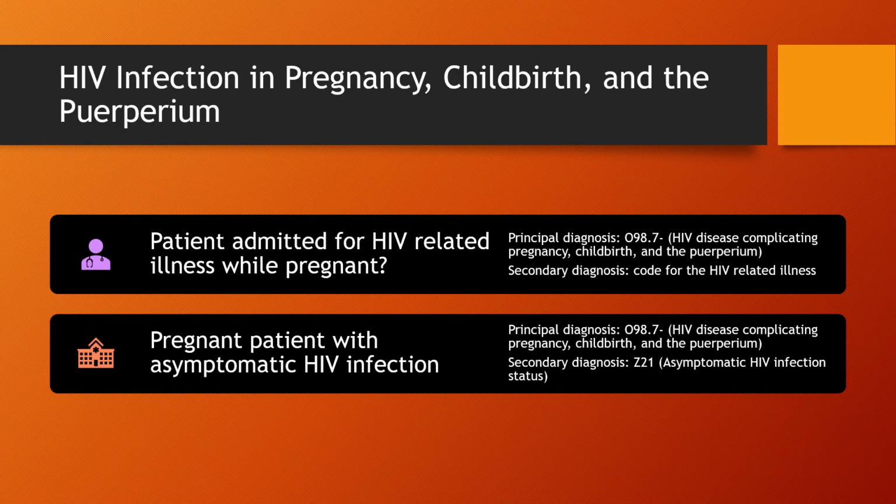If a patient is admitted for an HIV-related illness while they're pregnant, the principal diagnosis will be code O98.7 for the HIV disease complicating pregnancy. The secondary diagnosis would be the code for the HIV-related illness. If a pregnant patient has asymptomatic HIV infection, you still use code O98.7, but then the secondary diagnosis would indicate Z21, asymptomatic HIV infection.